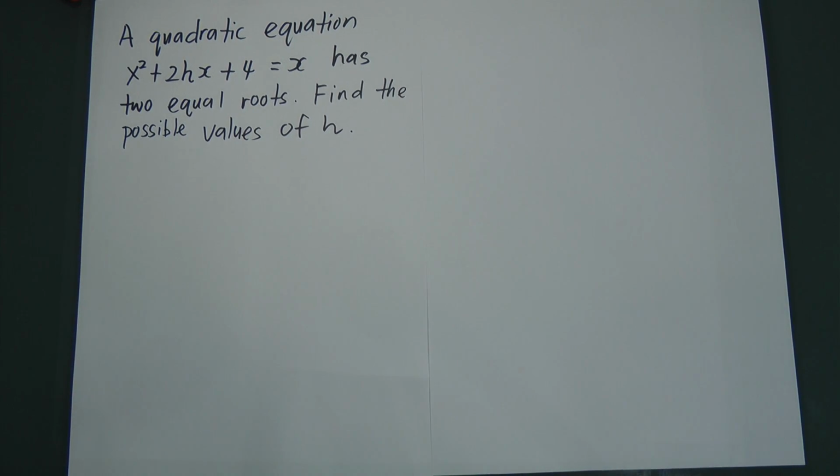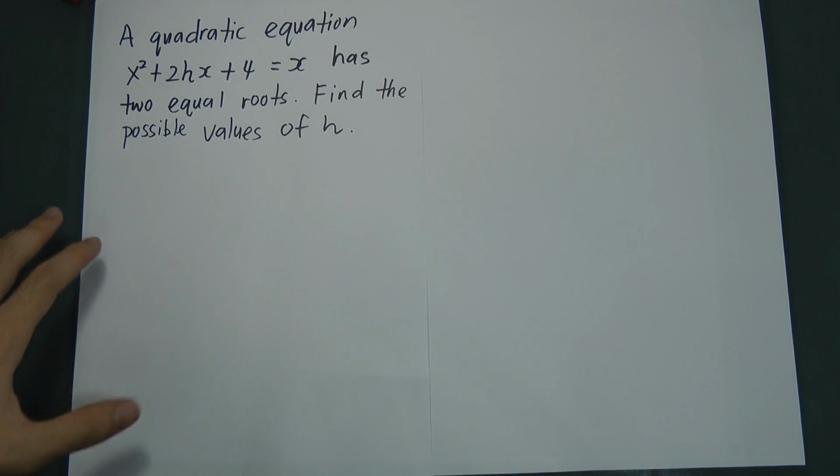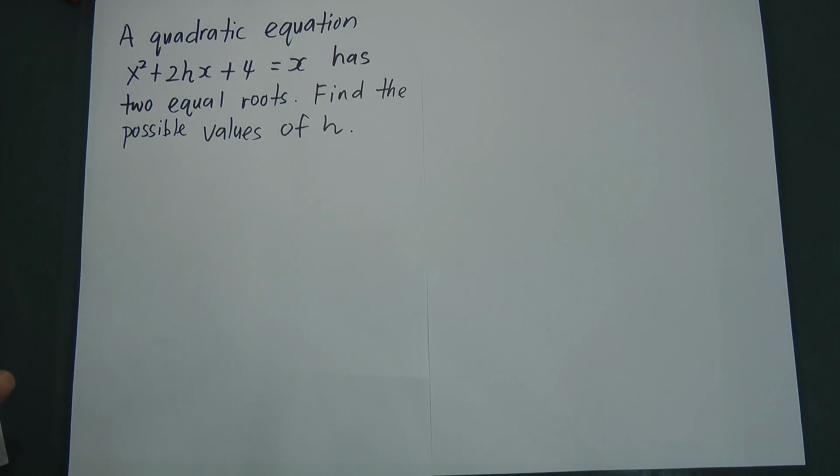Okay, this is the video about Form 4 Add Maths Chapter 2, the quadratic equation. On the quadratic equation, you will always see questions about two equal roots, two distinct roots, or two different roots, or they even say no intersect or tangent. So in this video, I will try to tell you the difference between two equal roots and two different roots.